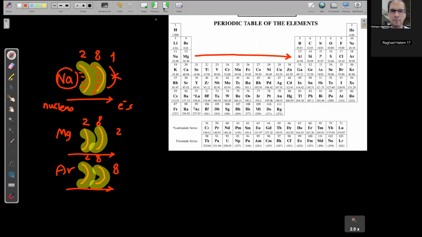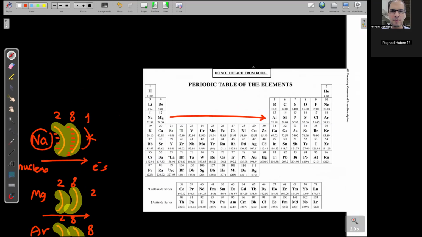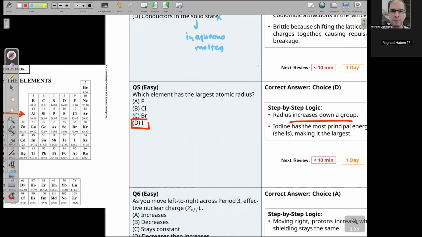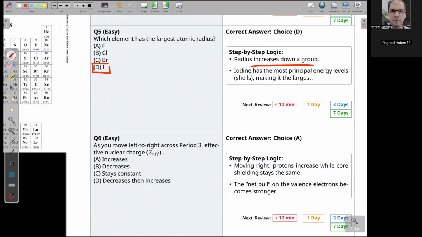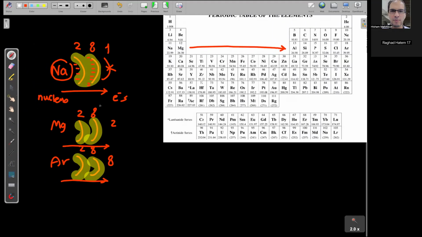So the only factor that affects the effective nuclear charge is the number of protons, and the number of protons is increasing. The nuclear charge is the number of protons minus the shielding and minus the distance.